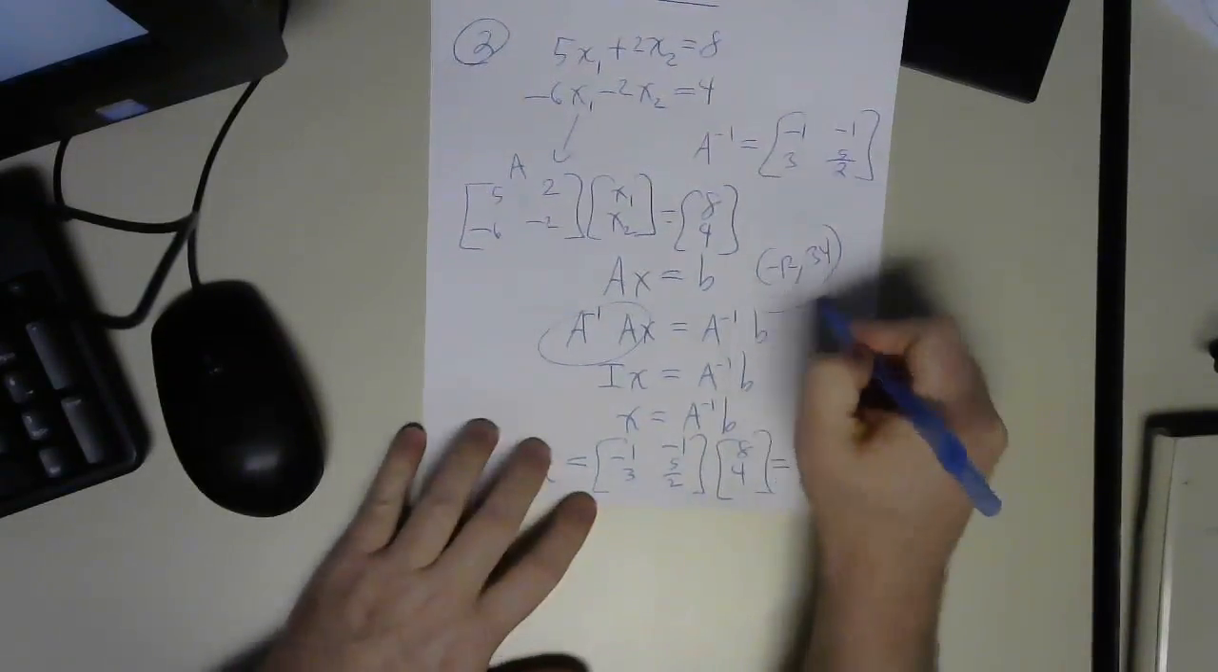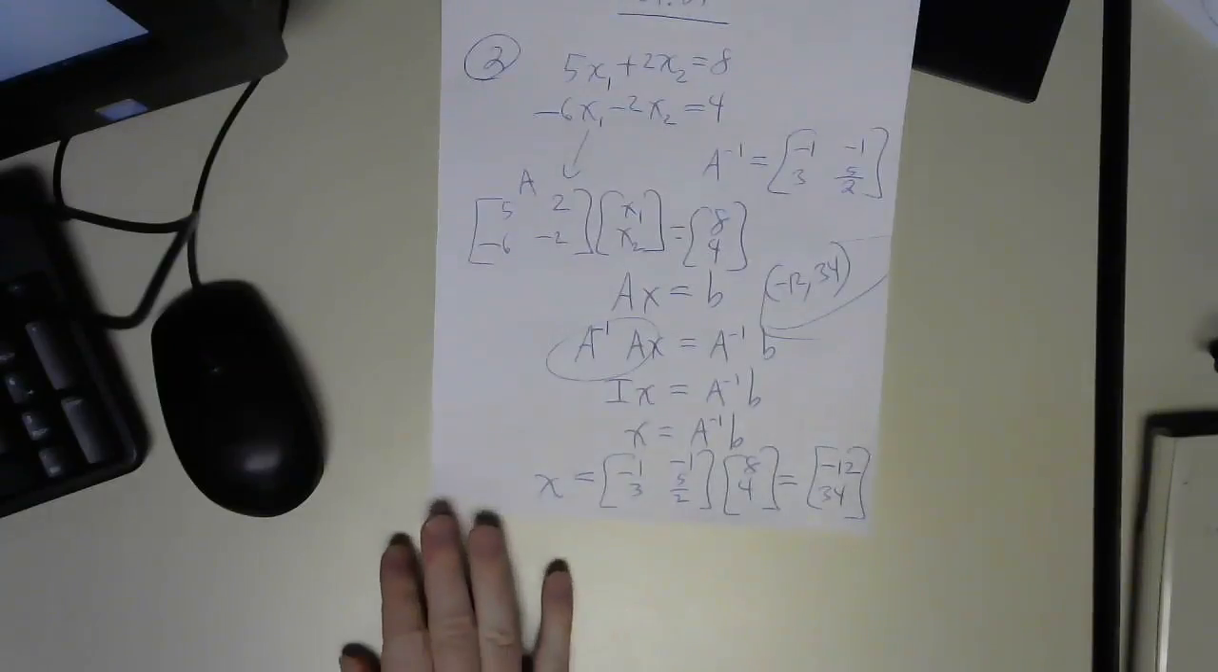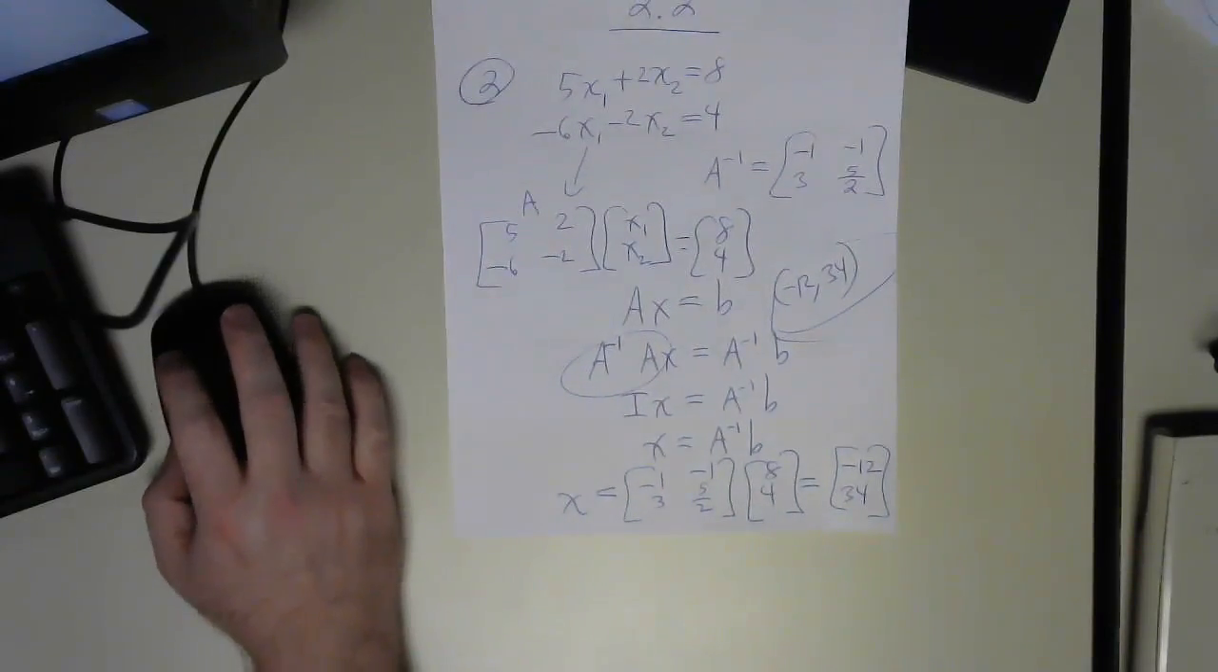So matrices are really a lot more useful for solving systems when you have a lot of equations as opposed to just 2.